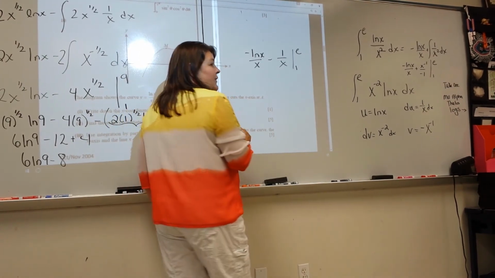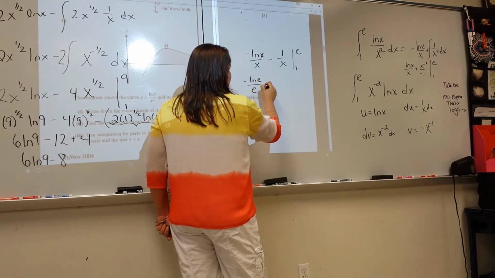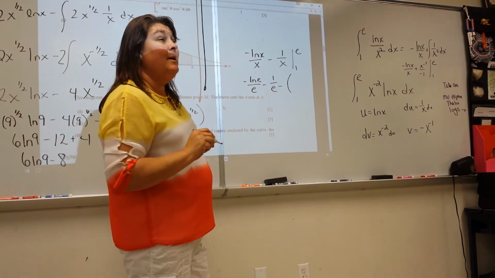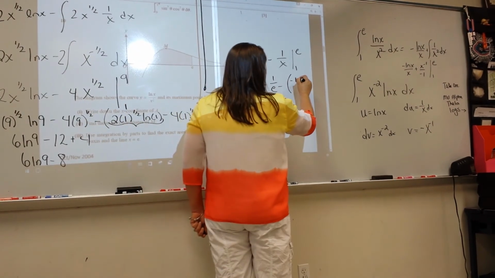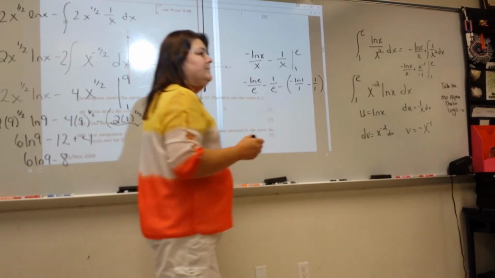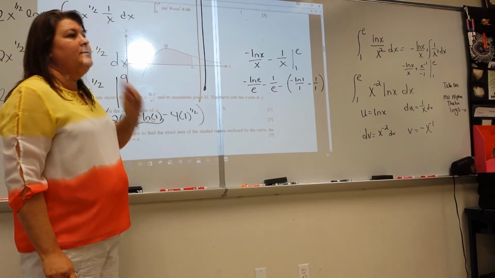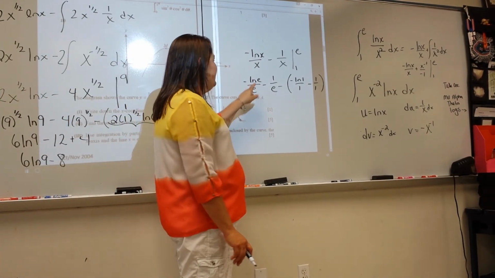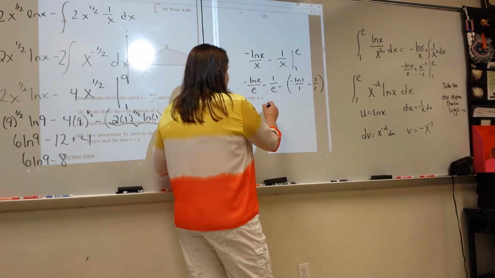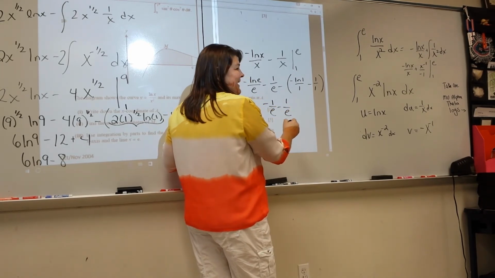So I'm going to plug my e in first. Everybody cool with that? So I have negative ln of e over e minus 1 over e, minus parenthesis, plug in my 1 next. Negative ln of 1 over 1 minus 1 over 1. I think you guys are okay with this stuff. Am I wrong or right? So what's the ln of e? 1. Is everybody cool with that? So minus 1 over e minus 1 over e.